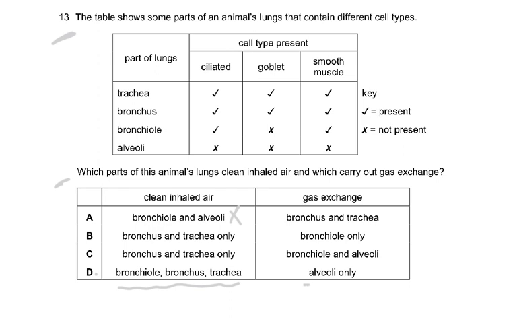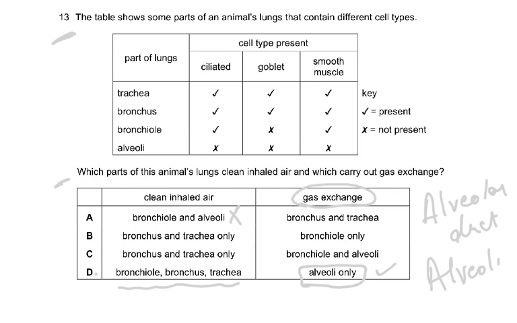So gas exchange, this was also the clue. Gas exchange only takes place where? In the alveoli and the alveolar duct. That's all. So gas exchange, this was the biggest clue that you had. Gas exchange never takes place in the bronchus or the trachea or the bronchiole. It only takes place in the alveolar duct and the alveoli. Both A's. Alveolar duct and alveoli.